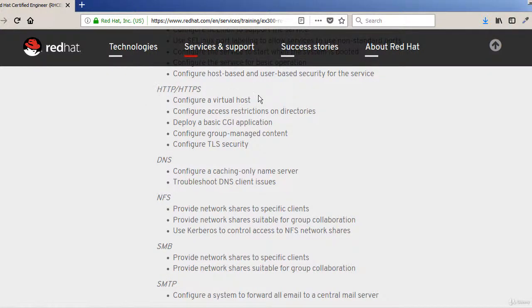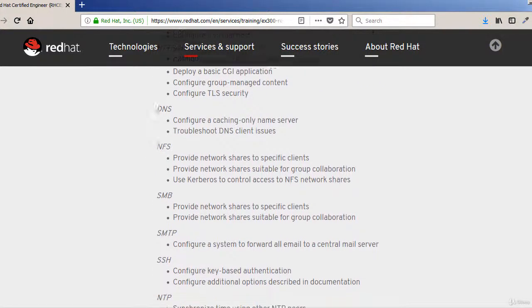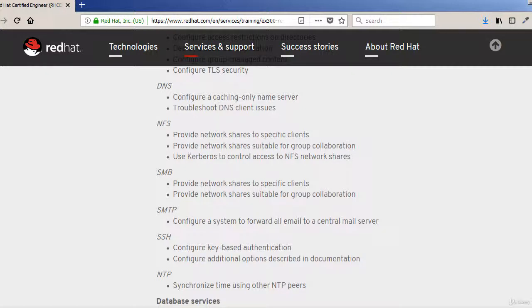Then Apache web server configuration, CGI application, security of the server, DNS. We're going to configure a caching only server, troubleshoot DNS client issues, network file system. I'm sure you're already aware of it. We're going to go a little bit more in detail in this.